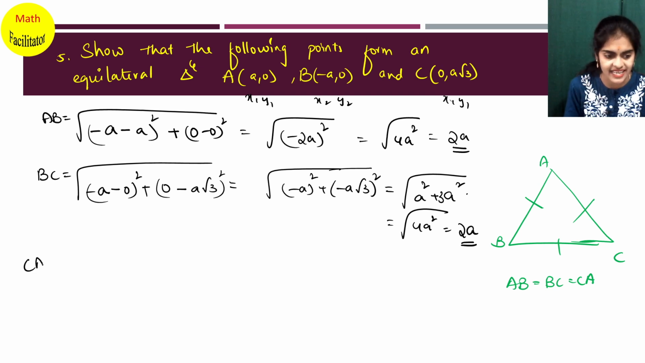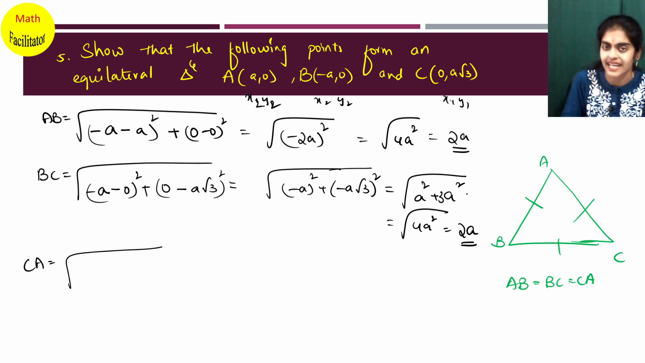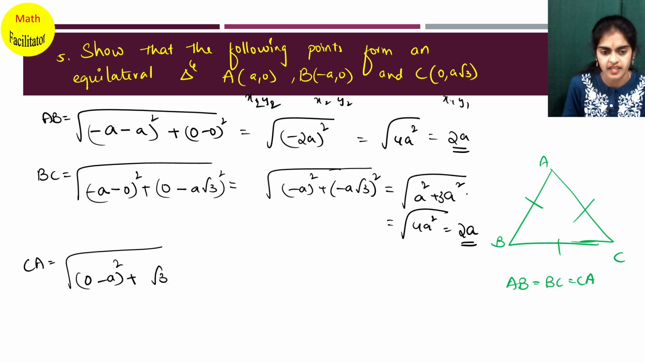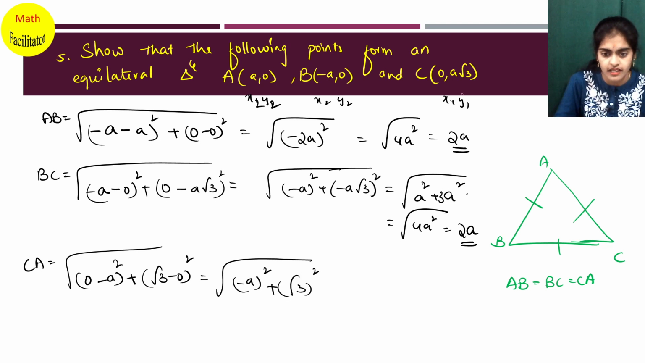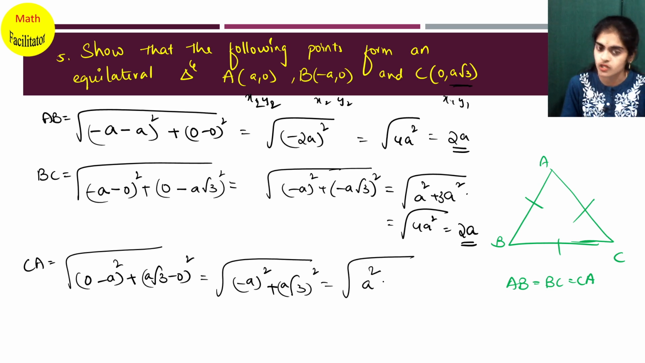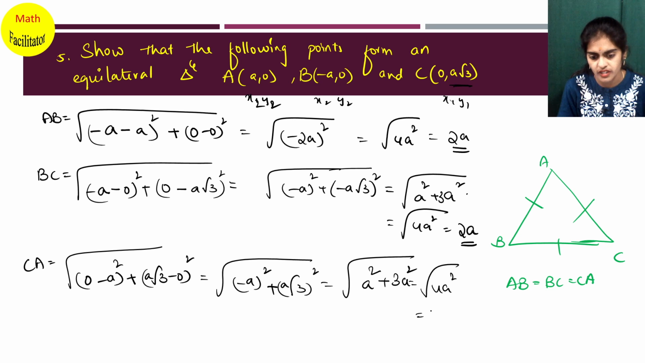Now let us find the CA or AC distance. So this is root over. So C is x1 y1. So let me take this as A as x2 y2. So x1 minus x2 whole square plus y1 minus y2 whole square. So how much do we get here? Minus a whole square. 0 minus a is minus a, plus root 3 whole square. This is y1 is a root 3. Okay, y1 is a root 3. So a root 3 whole square, that is equals to root over minus a whole square is a square, and a root 3 whole square is again 3a square. Root 3 square is 3 and a square. So this is again root over 4a square, or you can write as 2a.